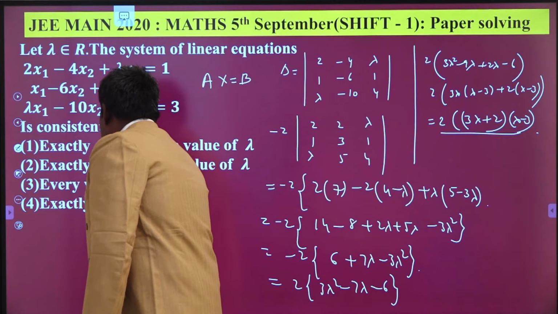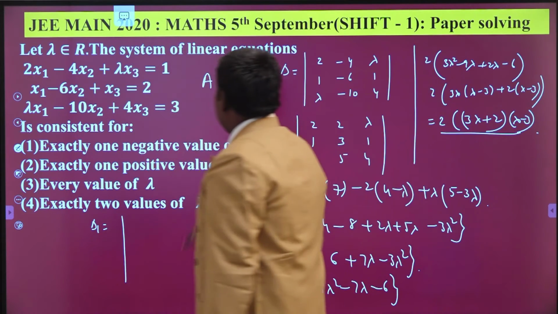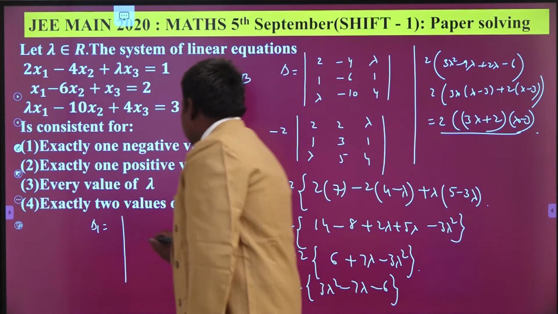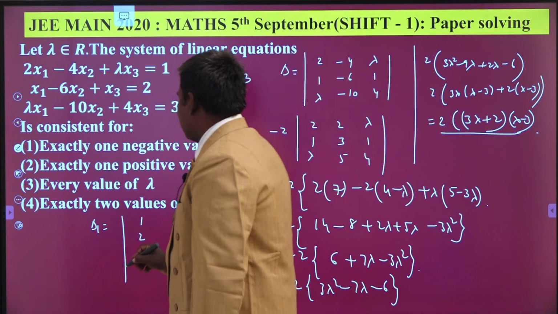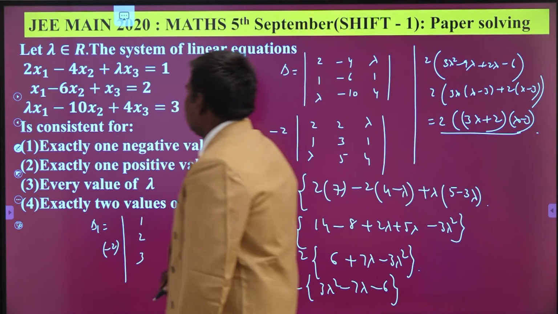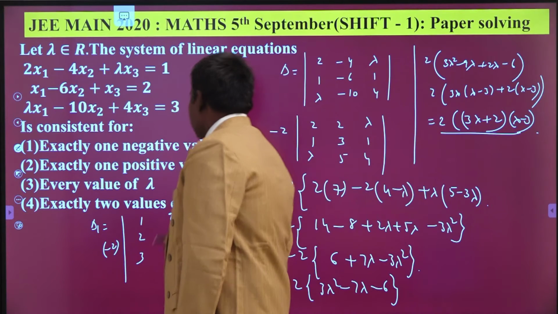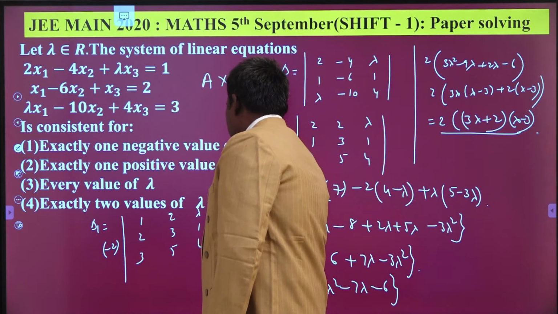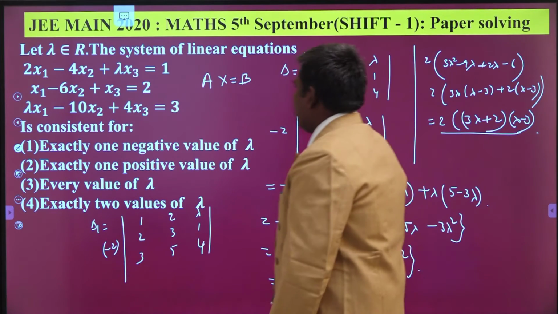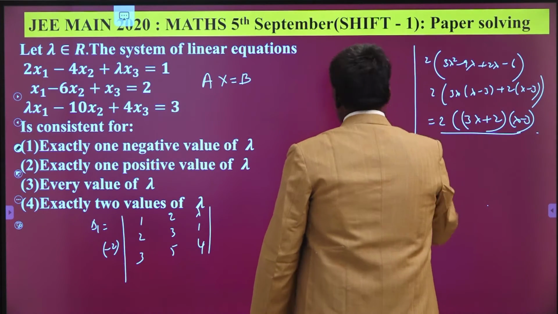Again we find delta 1. Delta 1 is obtained by replacing the first column by 1, 2, 3. The second column is minus 4, minus 6, minus 10. We are taking minus 2 common. 2, 3, 5, and again lambda, 1, 4. So what is the value now? This is my delta 1.